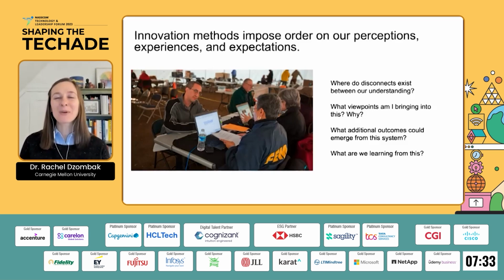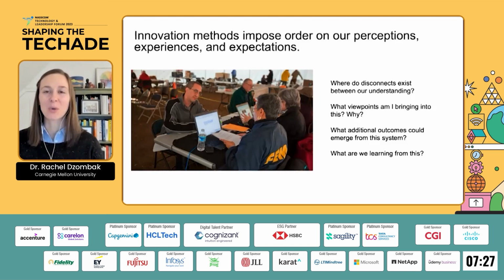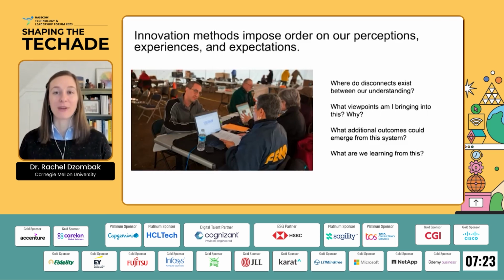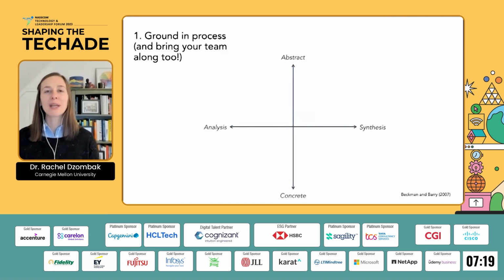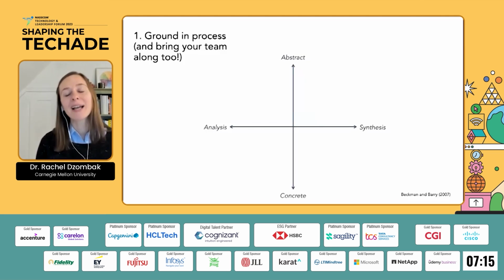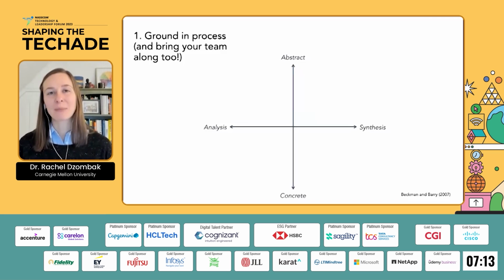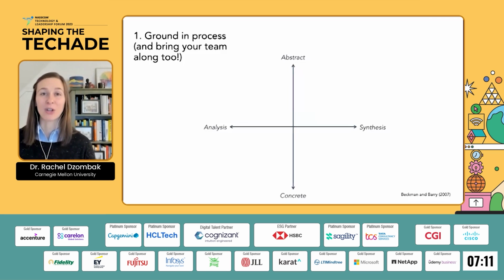So I'm going to quickly talk about 3 key strategies that can help us in leveraging design and innovation to embrace complexity and to address these multi-stakeholder problems that we're faced with today. So the first is all about grounding in process and bringing your team along with you. So I draw on an innovation process that's based in experiential learning theory.